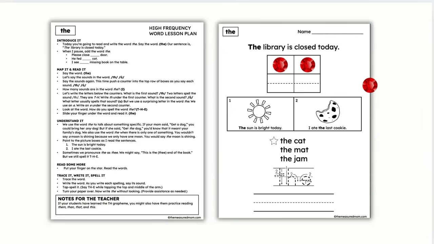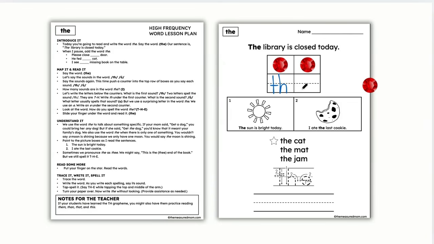What's the first sound? Th. Two letters spell the sound th. They are t-h. Write th under the first gem. What's the second sound? That's right, uh. Usually we use u to spell uh, but in this word we're going to use the letter e.